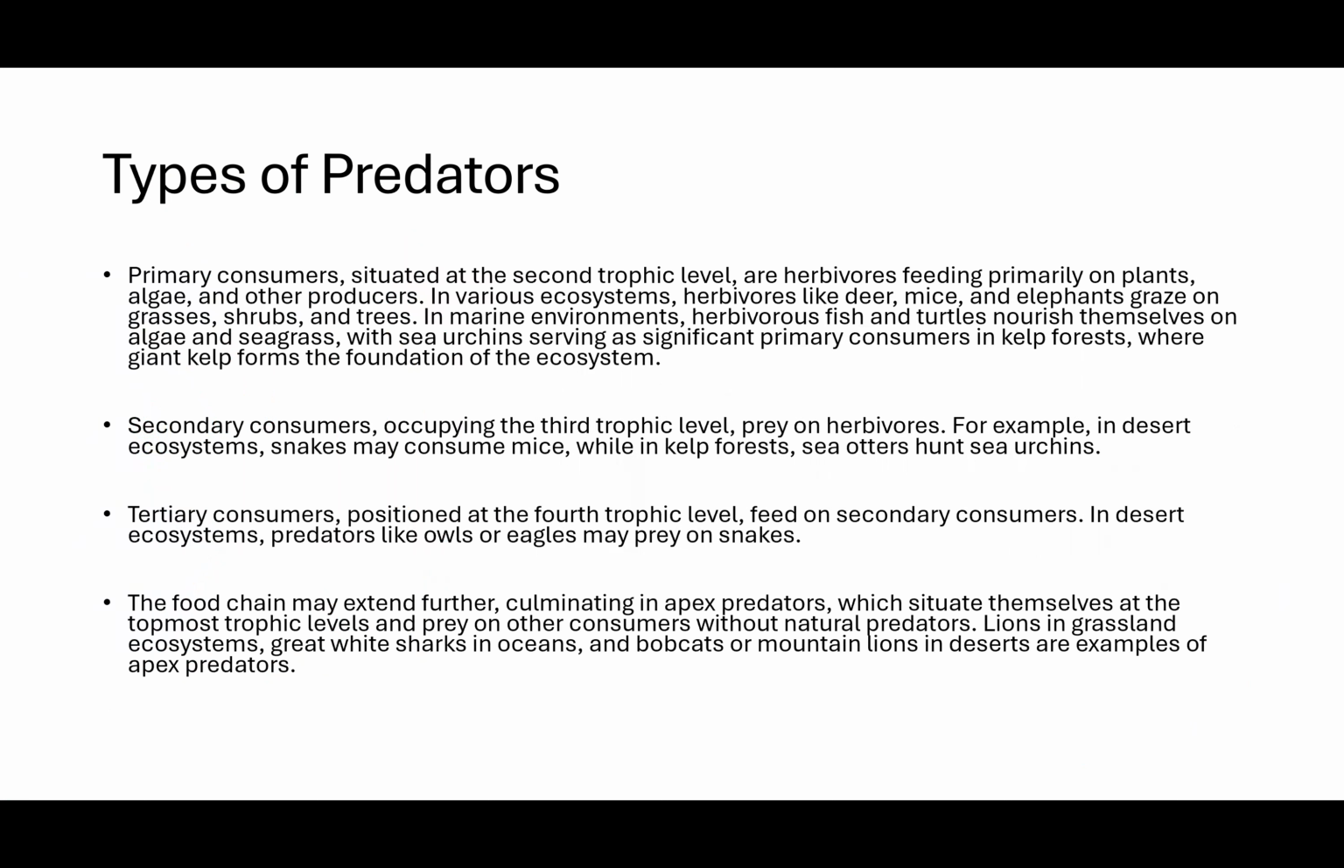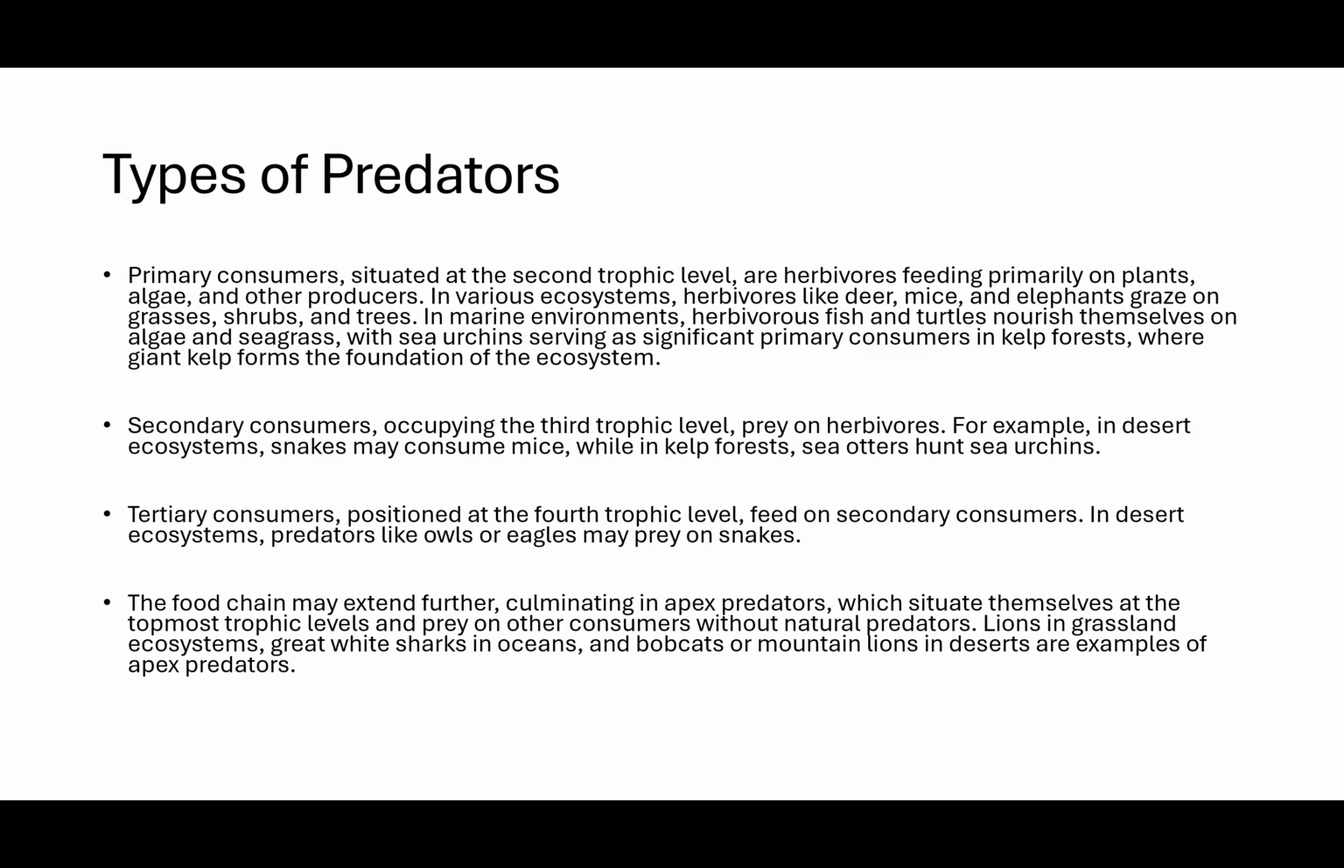Our primary consumers would be the ones that are herbivorous in nature. So, for example, elephants, bears, mice would basically graze on grasses, shrubs, and trees. Herbivorous fish and turtles would nourish themselves on different types of kelp and seagrasses and those type of stuff. So our primary consumers would be the ones that consume the producers.